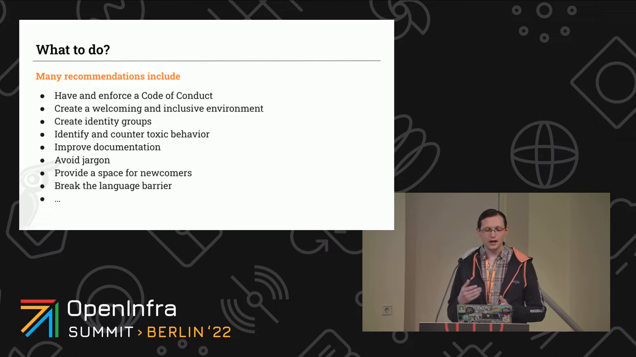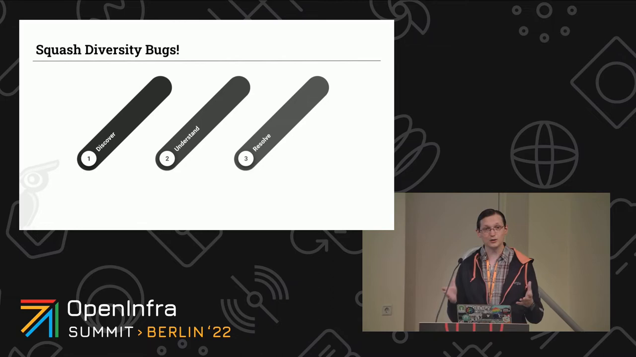There are many different things. I want to focus on one specific strategy that focuses more on the technology side. What can we do on a technology level to counter the bias that we are sometimes introducing without even knowing it? And I want to follow a process that might seem familiar, where we want to discover what is maybe preventing someone from contributing, understand why that is a problem to them. It might not be to us, but to them, and then resolve it.